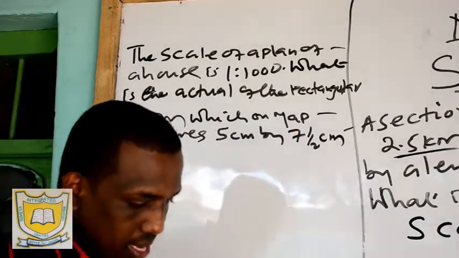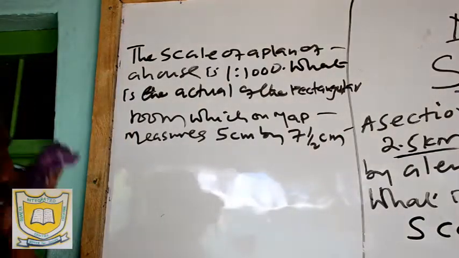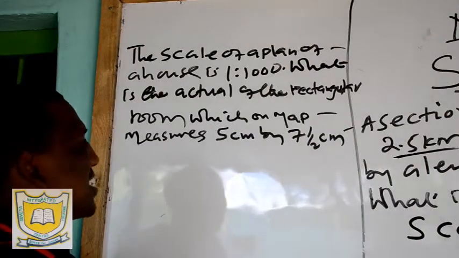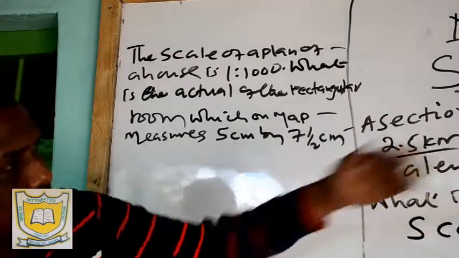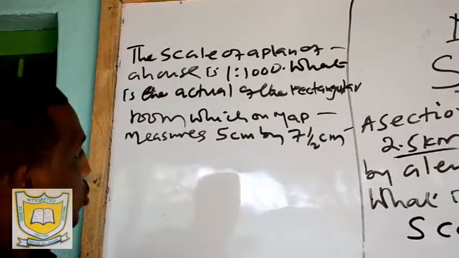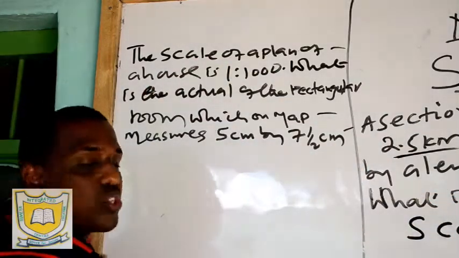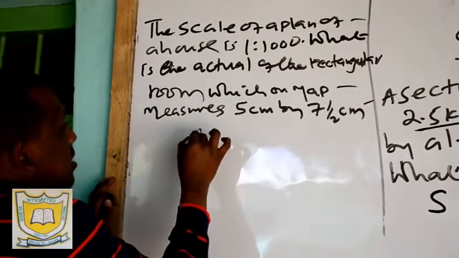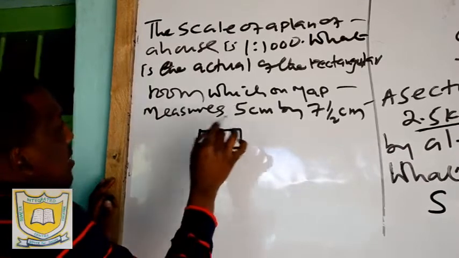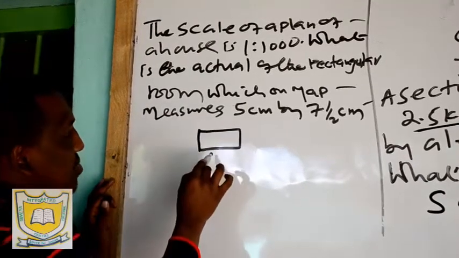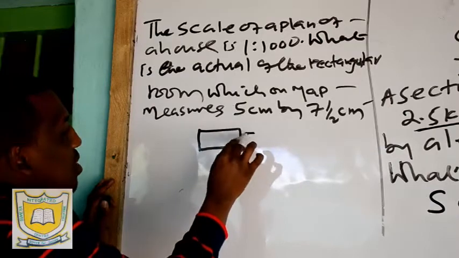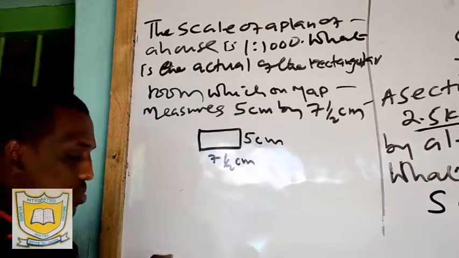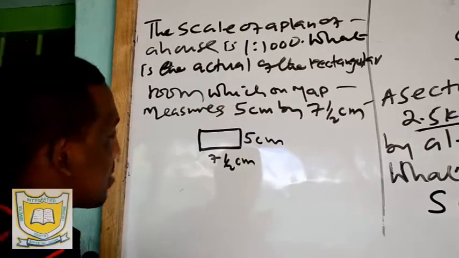So what you do, the scale of a plot of land is the same. It resembles the other question. The same way we did the other question. So this is the figure now. Let's say this is the figure. You are told the measure of the rectangle, 5 centimeters by 7.5 centimeters, and the scale you are given is the same.